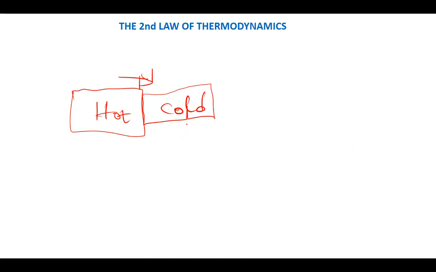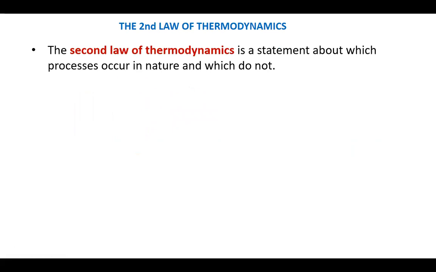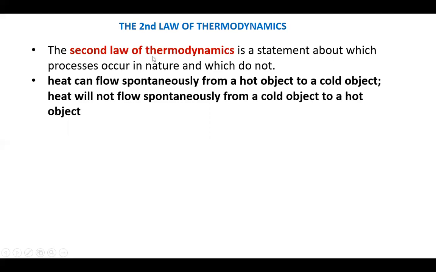But the cold moving into the hot object, that one cannot be spontaneous. Something has to be done for that to happen. So the second law of thermodynamics is a statement about which processes occur in nature and which do not occur. Heat can flow spontaneously from a hot object to a cold object. Heat will not flow spontaneously from the cold object to the hot object. This is what I was just explaining.